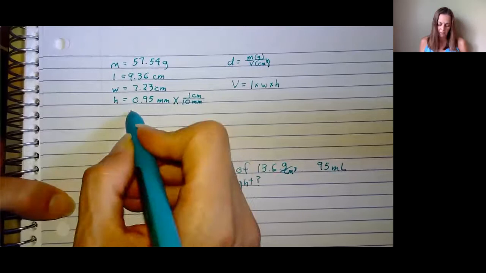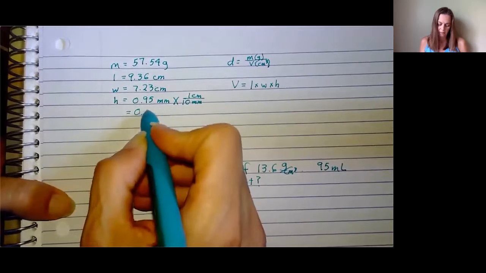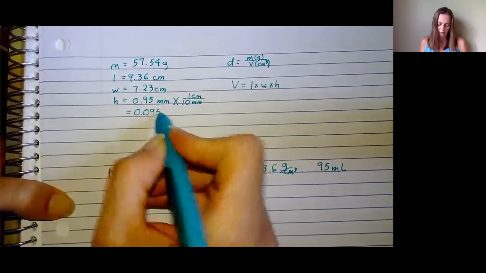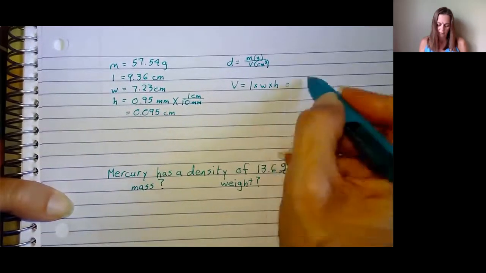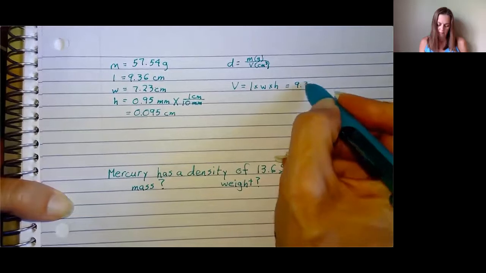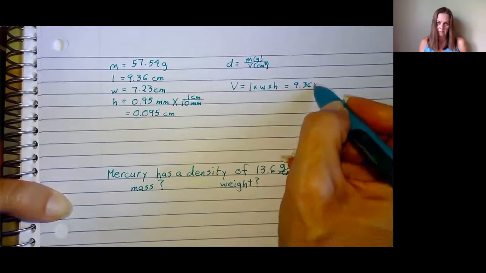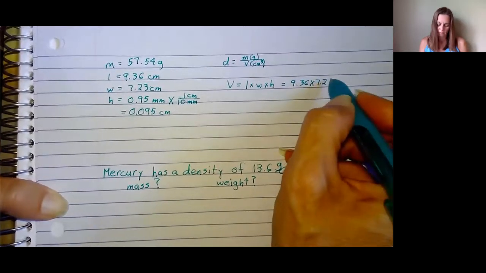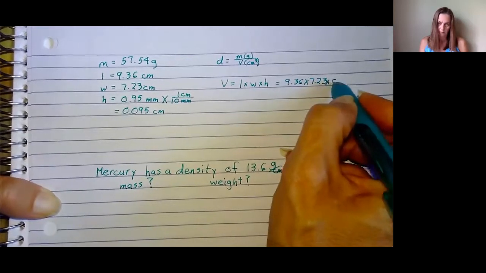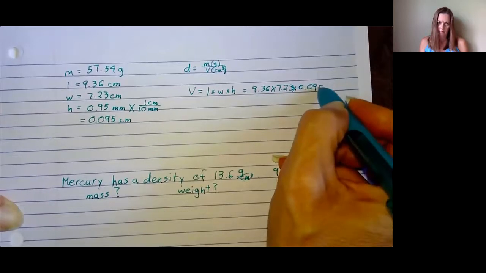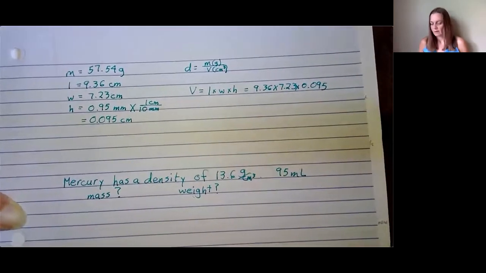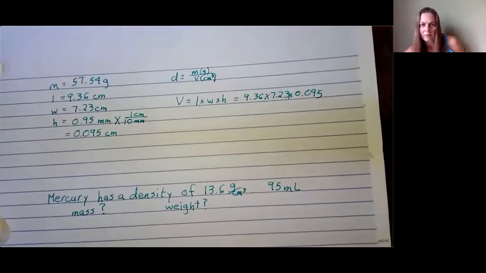And so we know that our height is 0.095 centimeters. And so our volume is 9.36 times 7.23 times 0.095. And let me grab a calculator and work that out.